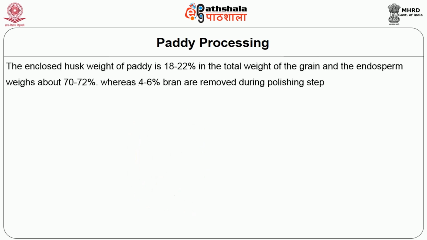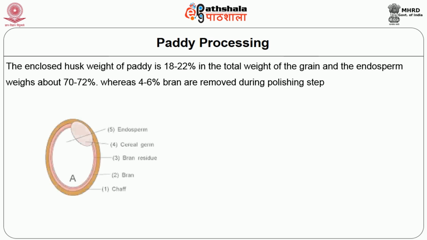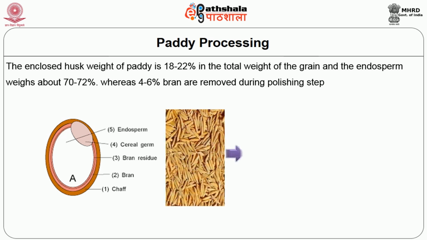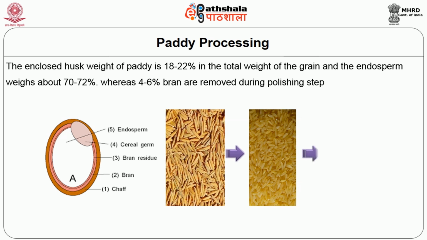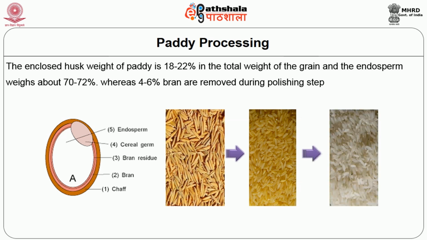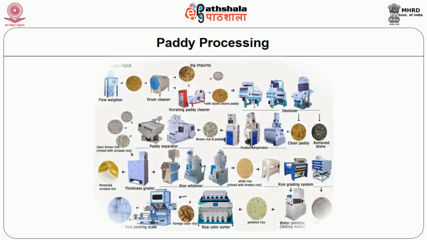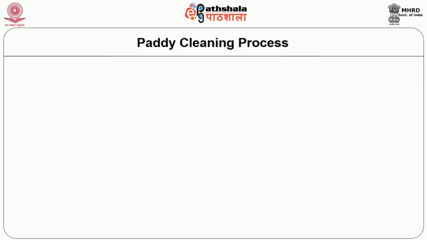The enclosed husk weight of the paddy is 18 to 22% of the total weight of the grain, and the endosperm weighs about 70 to 72%, whereas 4 to 6% bran is removed during the polishing step. What happens during the paddy milling process is given in the animation. Let us have a look at the paddy cleaning process.